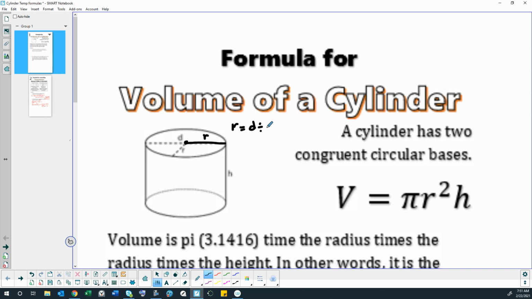That might be really important sometimes if they give you the diameter but they don't give you the radius. Because notice our formula here is pi. Remember, we're going to use 3.14. Even though I wrote 3.1416, we're just going to use those 2 decimal places for Khan Academy. And then R is this radius. So if they give you the radius, that's great. You plug it in here and you multiply it times itself twice. If they give you the diameter instead, you have to make sure that you divide by 2 to find the radius.